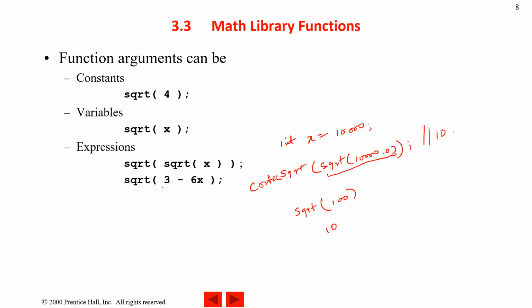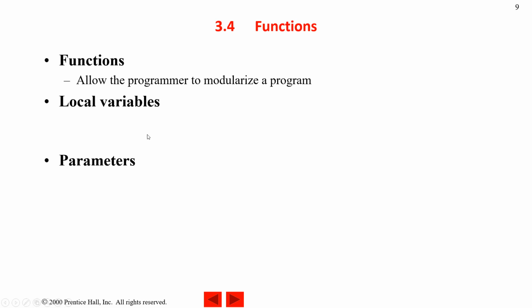Similarly over here, if this was 3 minus 6 into x, this is not exactly C++, this is a mathematical equation. If it was C++, it would have been c asterisk x.